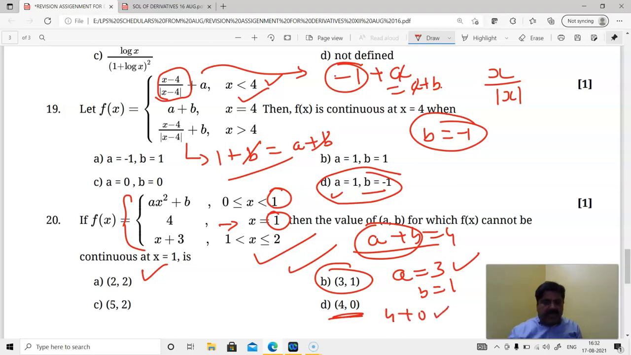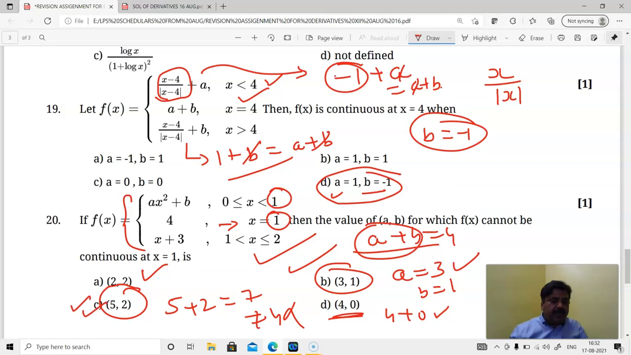But let's see what about 5 and 2. If you put a as 5 and b as 2, it is going to be 7, and this 7 is not going to be equal to 4. So this is not recommended. So at these particular points, 5 and 2, this function is going to be discontinuous. All the other values will satisfy our conditions, but at a equal to 5 and b equal to 2, it is not going to justify.